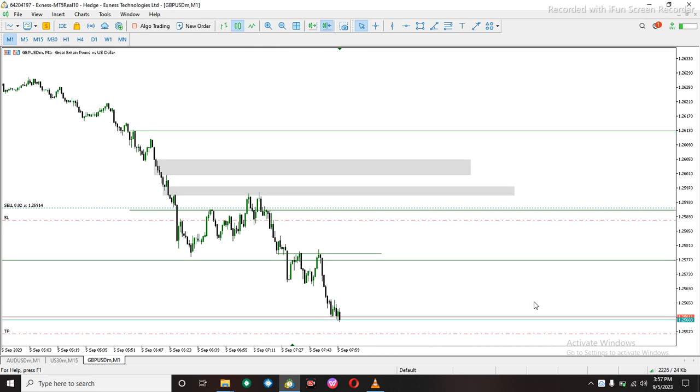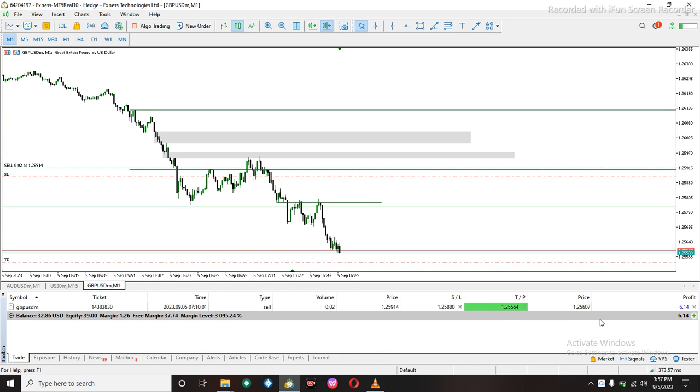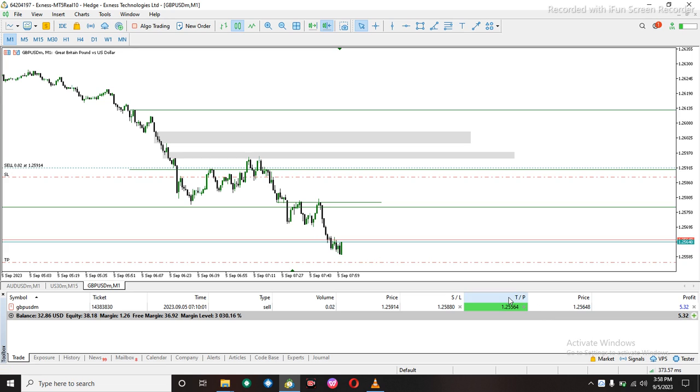Alright, guys, we're back to the 1 minute. As you can see, the trade is almost at my take profit. Okay, now look at my initial balance, $32.86. This is the equity. Now, the equity is what displays after I close the trade. So back to what we're talking about. Sorry about the distraction. Look at my initial balance, and then this is the equity.